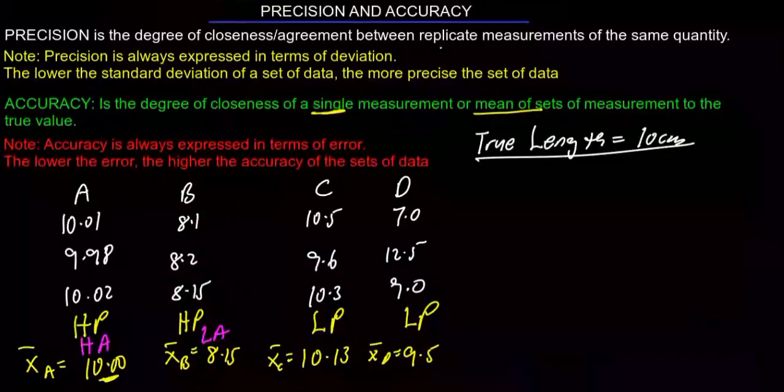Now, let's move on. Look at C. Look at 10.13, and I have 10 here. So the difference is 0.13, about 0.1, and at least that is even accurate. So I will say high accuracy.